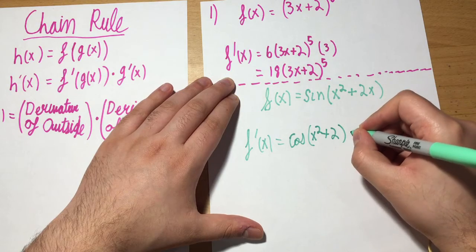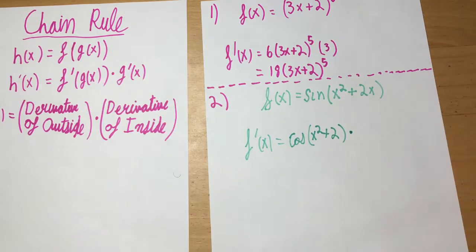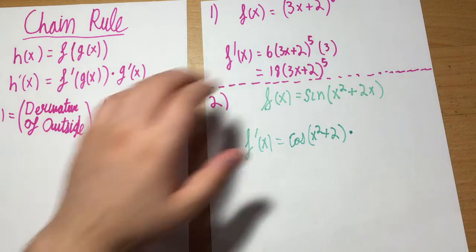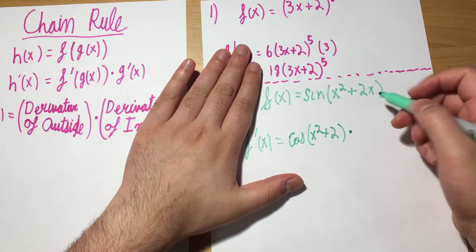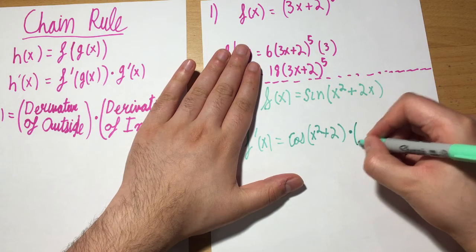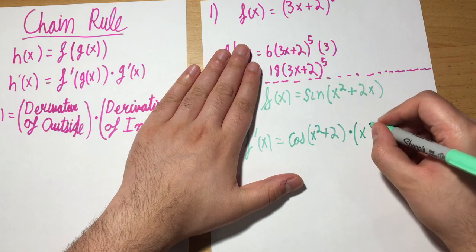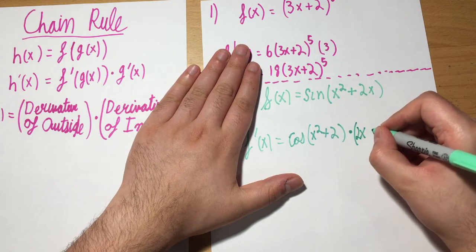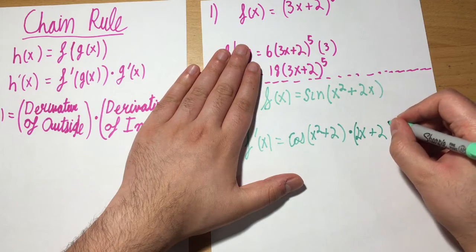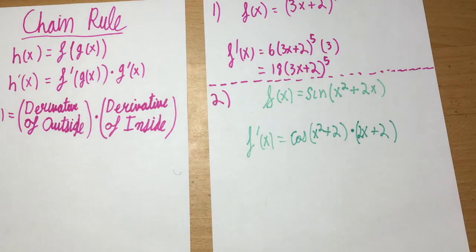Like that. Now, we have to multiply it by the derivative of the inside function. And our inside function is x squared plus 2, and taking the derivative of that, we get 2x plus 2. And that would be our final answer.